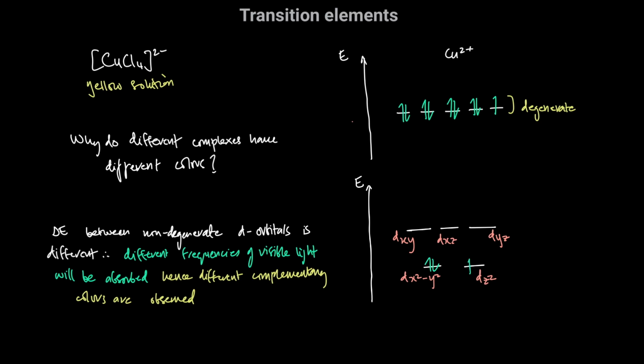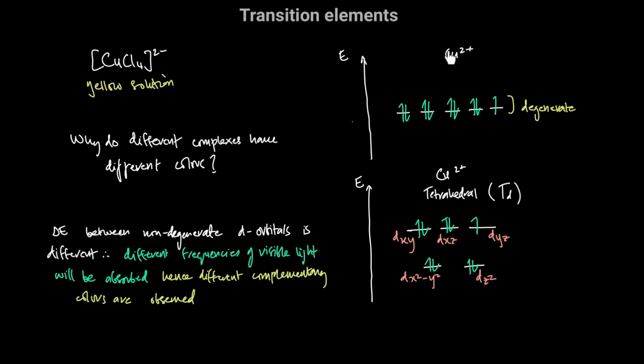So the splitting pattern in the tetrahedral geometry is different. Here you have the splitting pattern for copper 2 plus in tetrahedral geometry. Sometimes this will be abbreviated as capital T subscript d.